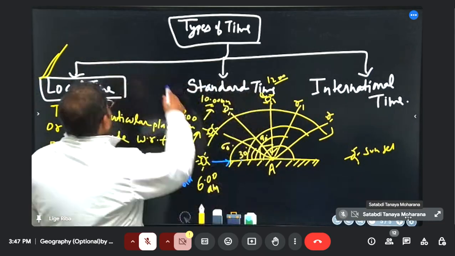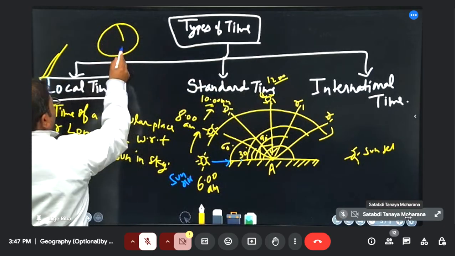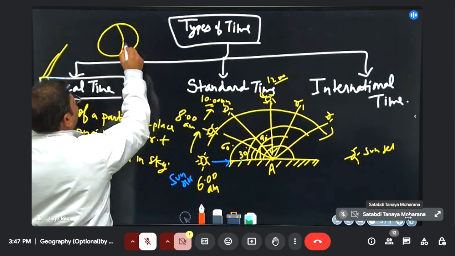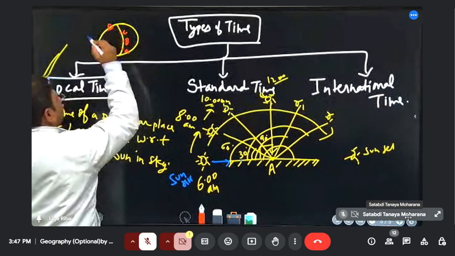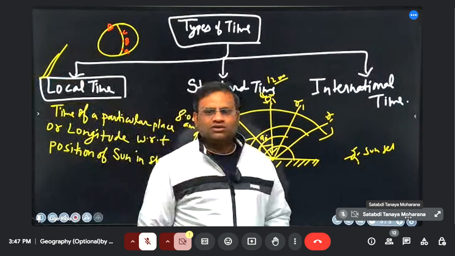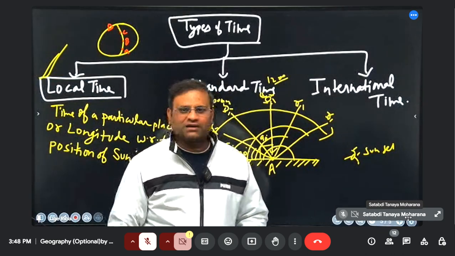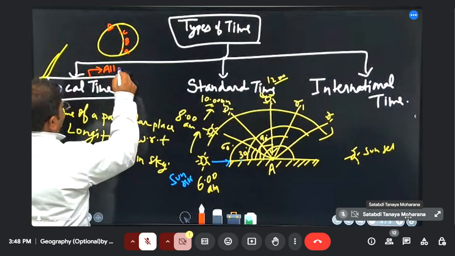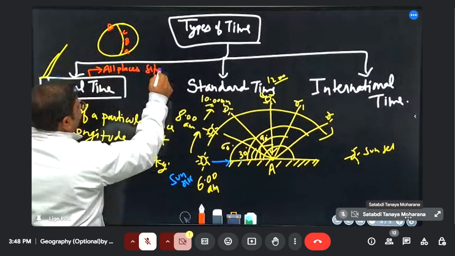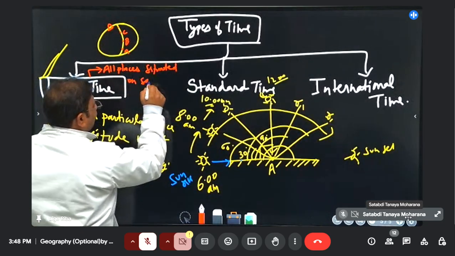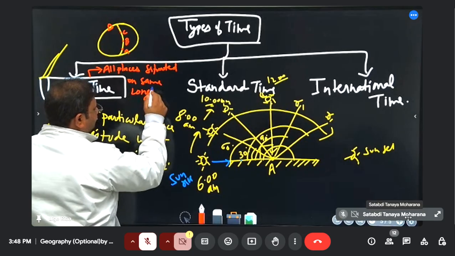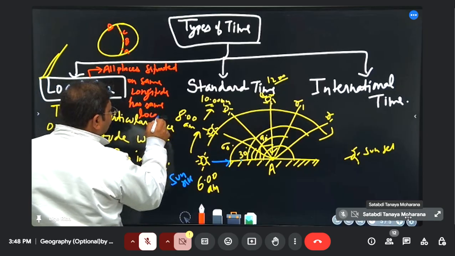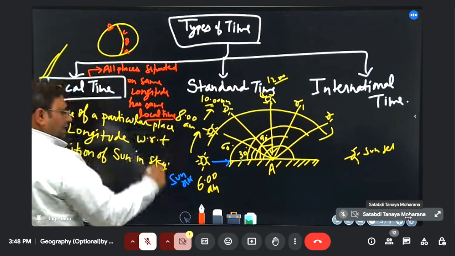So, like, this is Earth. This is a particular longitude. All points which are situated on the same longitude, like point A, point B, point C, point D, all will have the same longitude, the same time, the same local time. So we can draw one conclusion from here. All places situated on the same longitude have the same local time, right? Same local time.